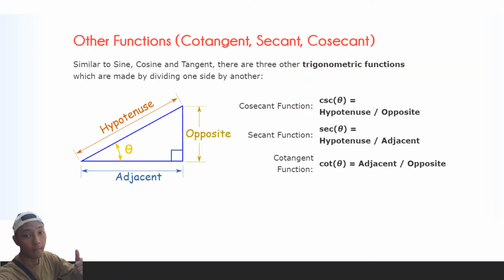Similar to sine, cosine and tangent, there are three other trigonometric functions which are made by dividing one side by another. The cosecant function: cosecant theta equals hypotenuse divided by opposite. The secant function: secant theta equals hypotenuse divided by adjacent. The cotangent function: cotangent theta equals adjacent divided by opposite.